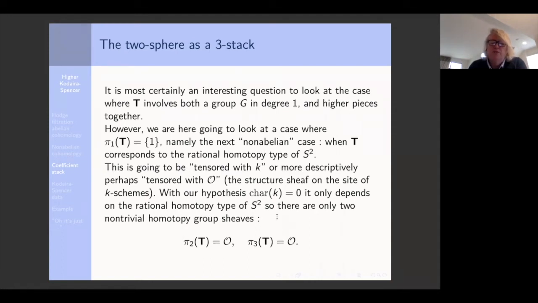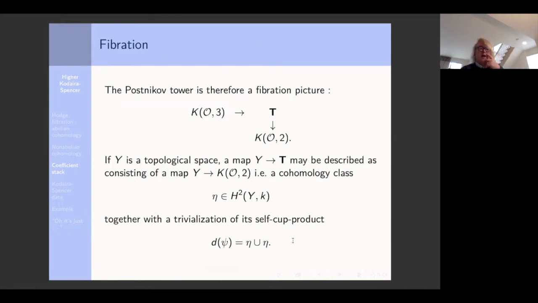So now the idea is we're going to use this as our stack. This is our cohomology stack, it's a 3-stack. It's a 3-stack, right? Because there's pi up to pi 3. And so the Postnikov tower of the stack is a fibration. So T maps to K(O,2) because pi 2 is O, and the fiber is K(O,3). Okay. And that's the structure of T.